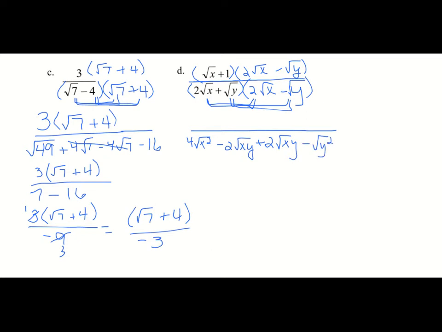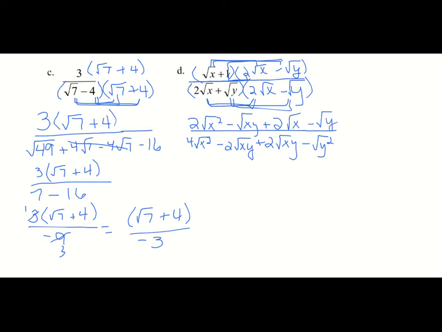And on the top, if we FOIL, we can go ahead and do it. It will be 2 square root x squared, because that would be x, and then minus the square root of xy, plus, when I do those inner terms, 2 square root x, and then minus the square root of y.